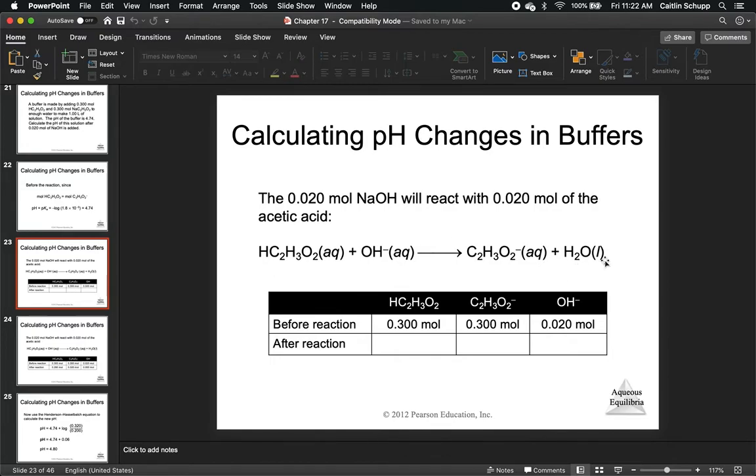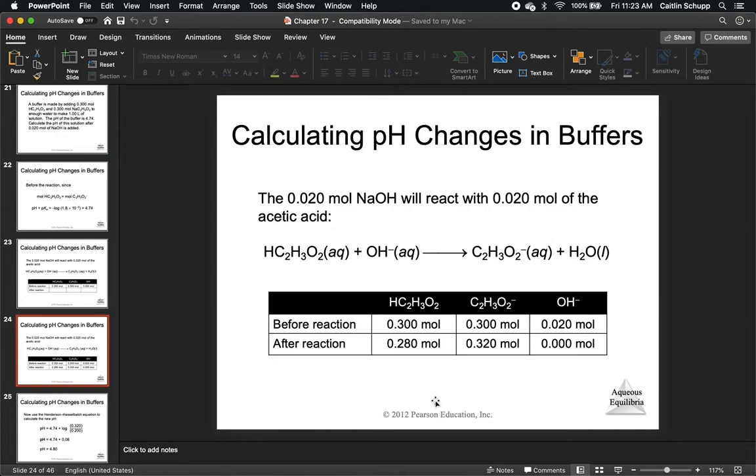So we know this is not going to take place in our equations at all, so we're going to basically ignore it. We're going to put in what we know about our initial concentrations. We were told we were starting with this, we were told we were starting with this, and we were told that we were going to be starting with this because we're going to add that. What we want to know is what happens in the after column.